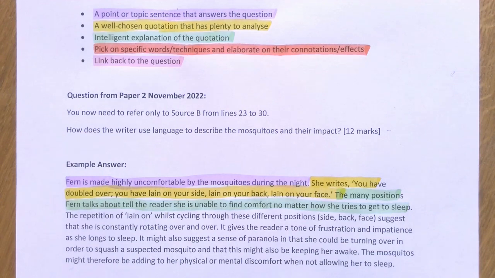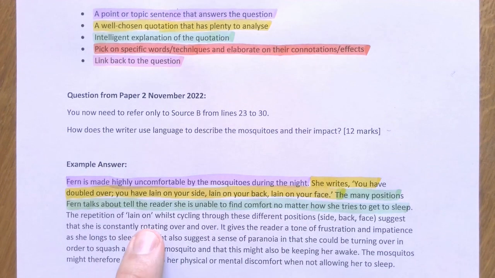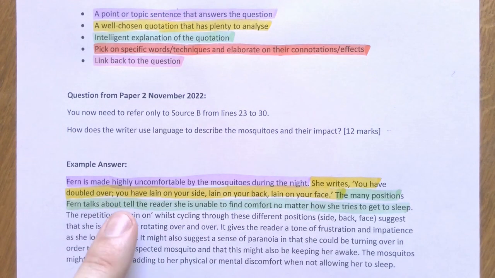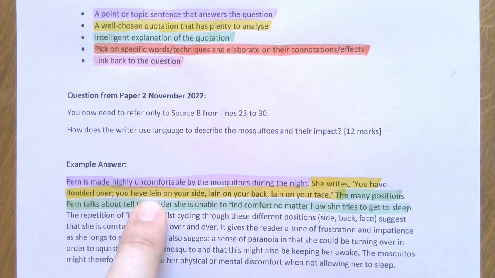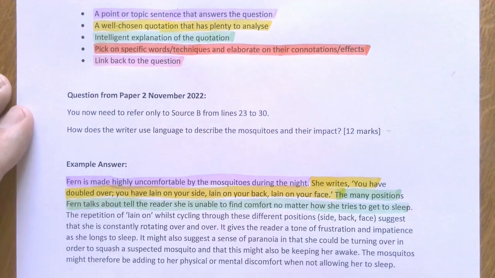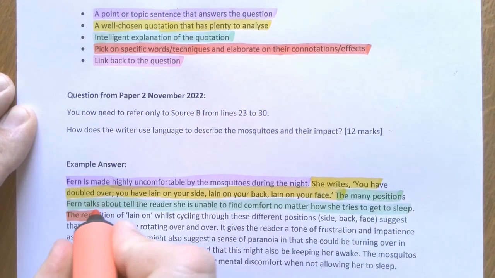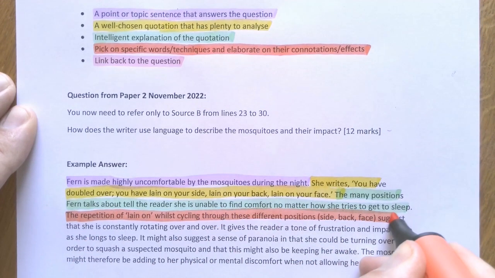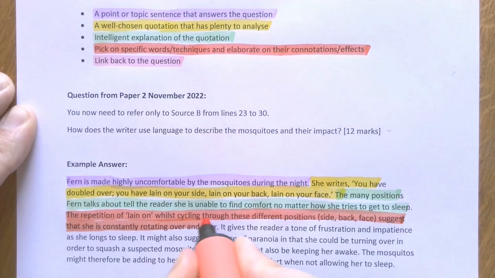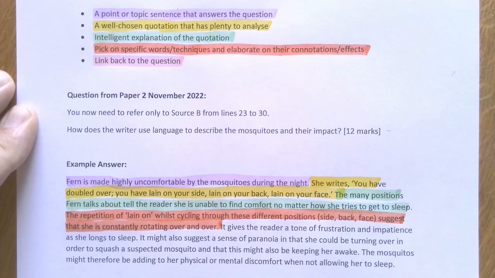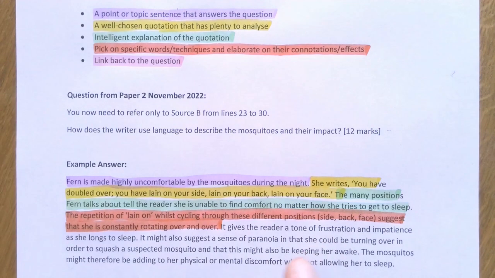We can see then afterwards you've got the repetition of lain on whilst cycling through these different positions, side, back, face, suggests that she is constantly rotating over and over. So in this case I'm actually picking on lain on. So she said it in a quotation multiple times, you have doubled over, lain on your side, lain on your back, lain on your face, and that repetition is just lots and lots of different positions that try to get us sleep, but it's not working. So picking on a word there, I'll colour it in this strange kind of red colour. I've also got my terminology as well when I talk about repetition, which is okay.